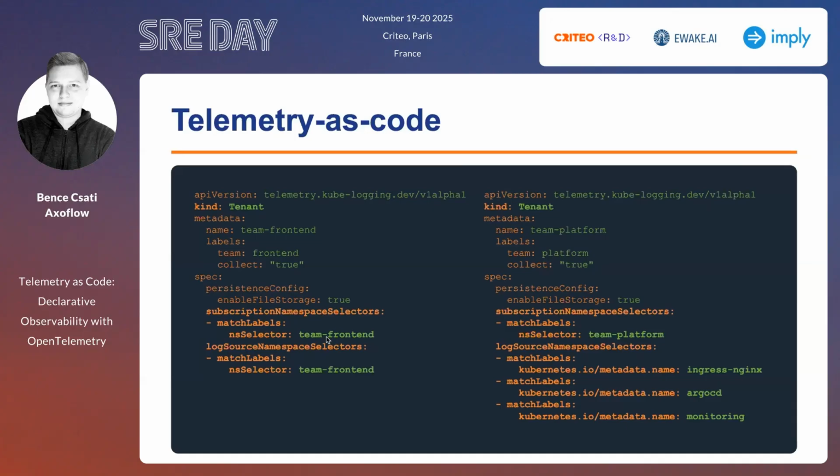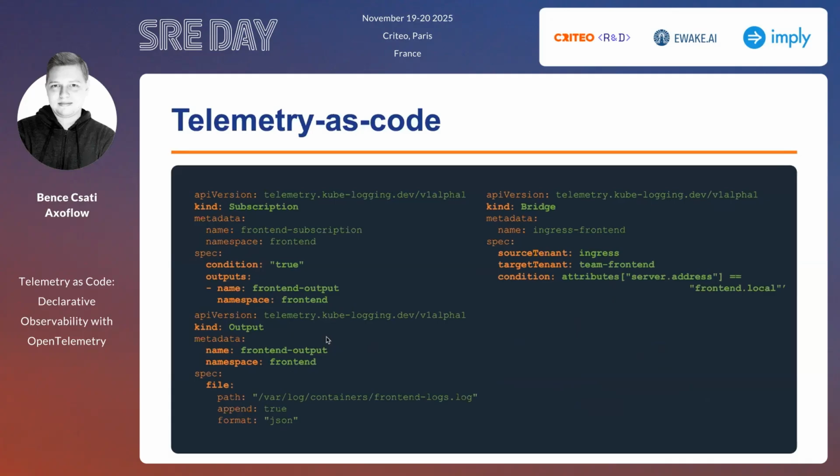And the subscriptions are what you can use to route a subset of your logs to your destinations. In our example, we are going to have a front-end team, a platform team, and we are going to have a tenant for the ingress. The front-end team is interested in their own logs and wants to route them to their own subscriptions. The platform tenant is obviously interested in the logs coming from their managed resources, so the ingress, Argo CD, and monitoring for Prometheus, and wants to route them to their own subscription.